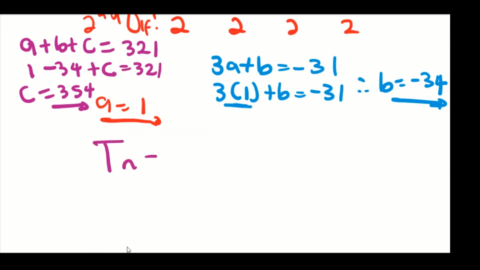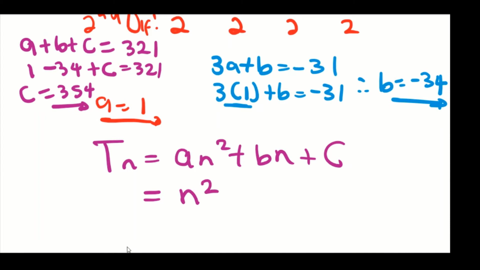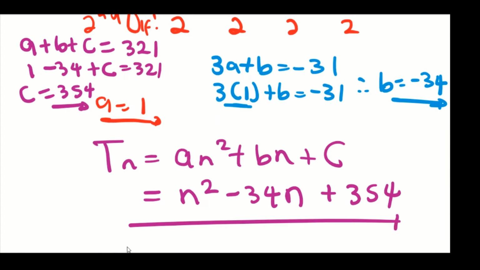So Tn is equal to an squared plus bn plus c, right? And our value of a we found to be 1, so it's going to be n squared. And our value of b is minus 34, so it's minus 34n. And our value of c is equal to plus 354. So this is our general term of the sequence.